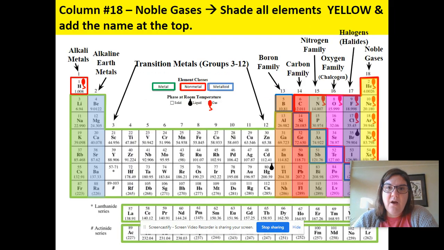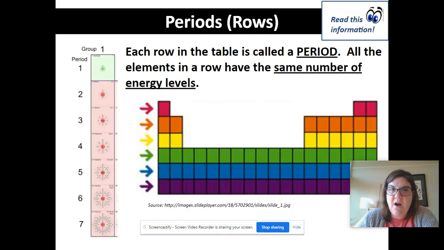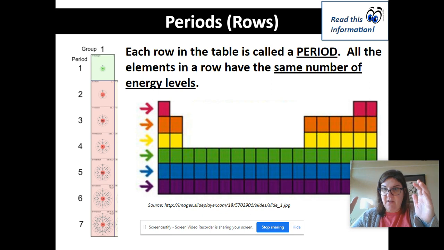Okay, so we're going to talk about periods in a second. Groups and families, the number goes with how many valence electrons there are. Now let's talk about periods. Periods are the rows, and the rows are going to tell you how many energy shells they have. So how physically big is it? Is it just going to be 1 ring, 2 rings, 3 rings, all the way up to 7 rings?